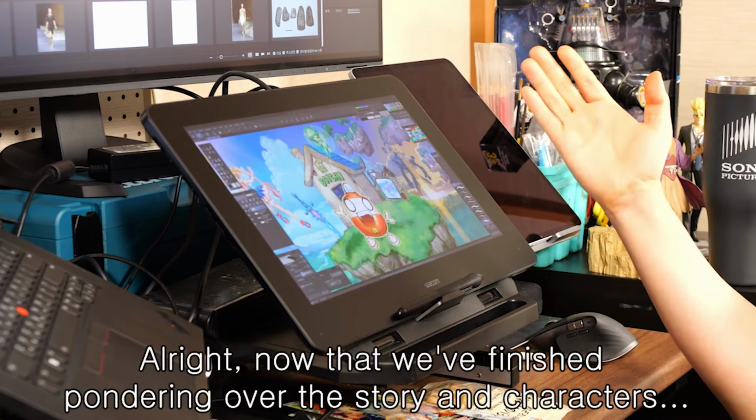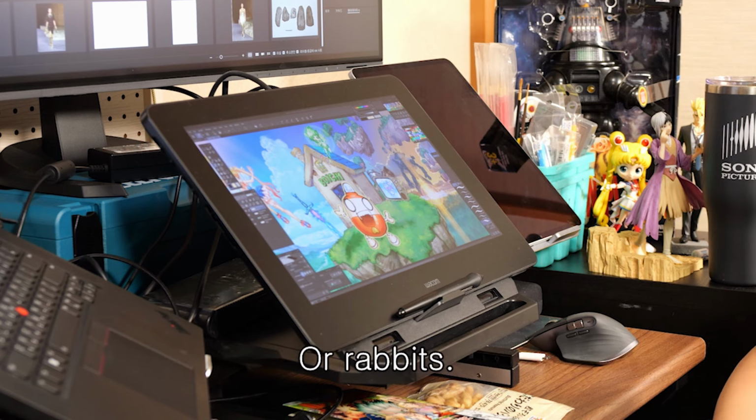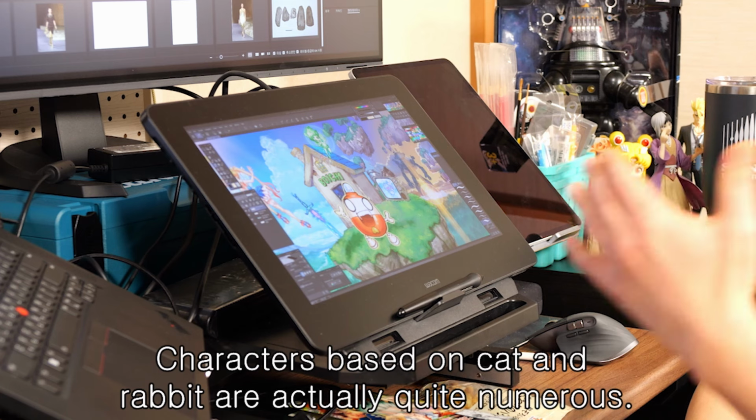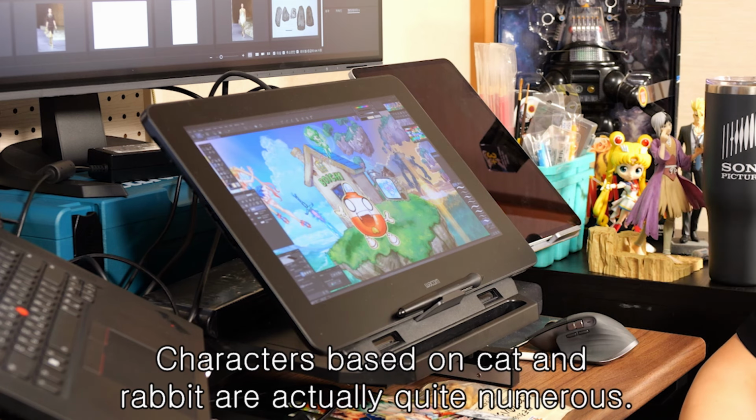So, what kind of motifs should we consider? For example, designing the character based on a spider. There's a brainstorm that just comes to your mind, right? Especially for the director who enjoys watching anime. When it comes to designing female characters or female-type robots, everyone seems to like this motif. Cats! Doesn't the motif suddenly become clear? I think you'll completely understand. Or rabbits. Oh yeah, I completely understand. Characters based on cats and rabbits are actually quite numerous.